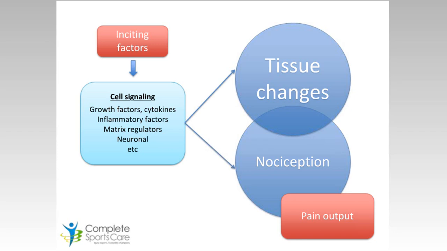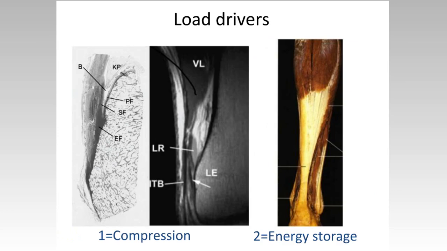And that's mainly because pain is an output and it's so multidimensional, not only nociception. So we need to be thinking very broadly when we're thinking about pain. The other thing that we need to think about moving on to is inciting factors. So what incites tendon changes? And really the two main inciting factors are compression and energy storage.